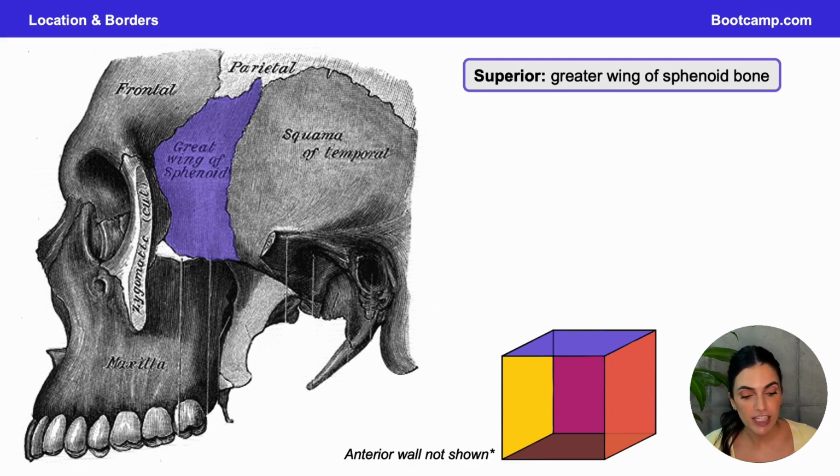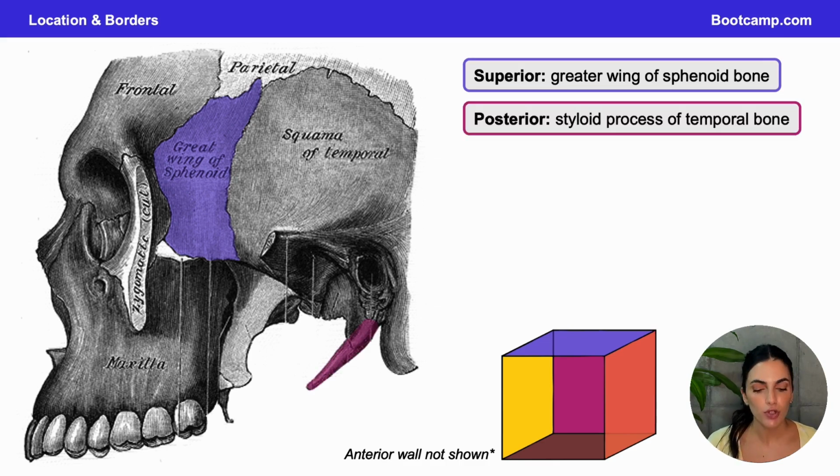So the greater wing of the sphenoid bone that we can see here is going to be forming that superior border of the infratemporal fossa. Remember that the sphenoid bone kind of looks like a long butterfly, and towards the edges of the sphenoid bone on either side, we have these wings that flare out a little bit. So here we have our greater wing of the sphenoid bone that's really contributing to the roof, or the superior border, of the infratemporal fossa.